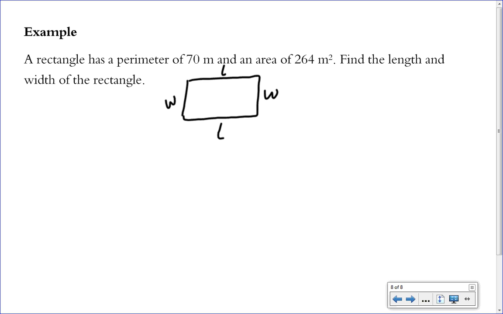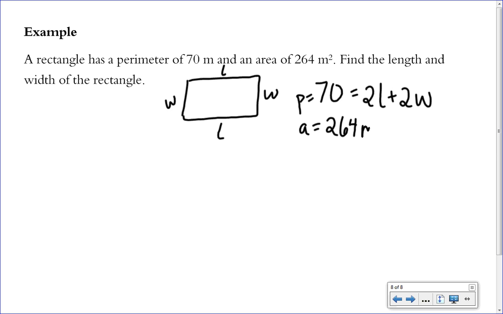So recall that the perimeter, which in this case is 70, is going to be 2 times the length plus 2 times the width. And the area, which in this case is 264 meters squared, is going to be length times width.